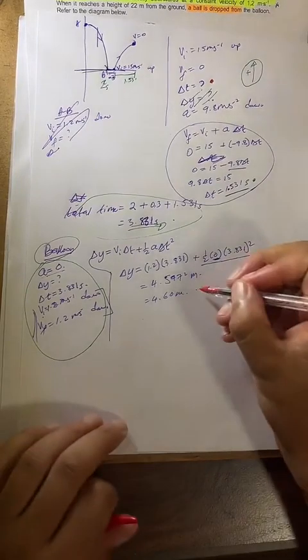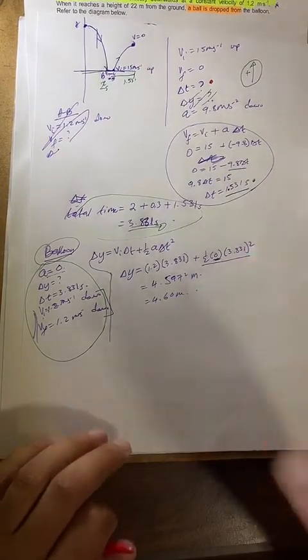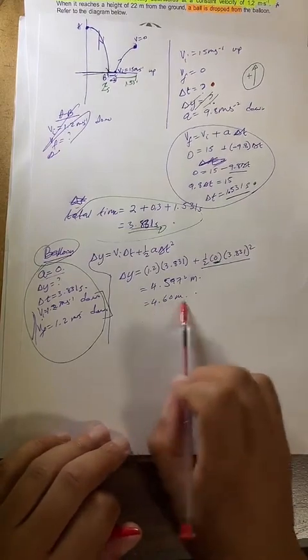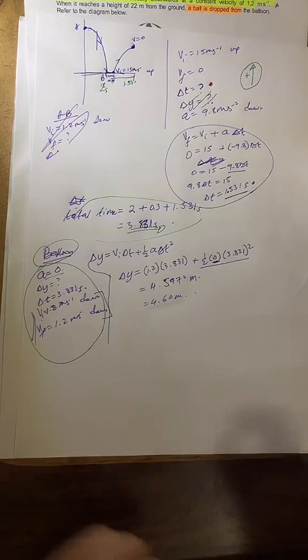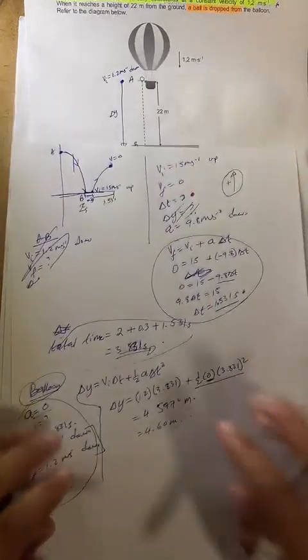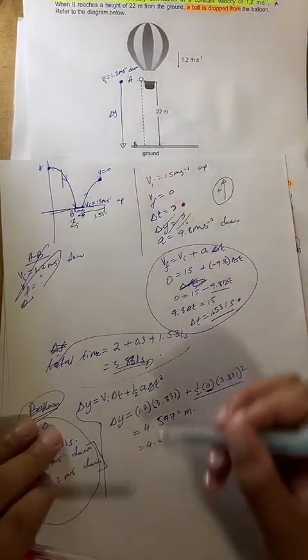This is not the answer that they're looking for. They're looking for the height above the ground. This is the distance traveled by the hot air balloon. So we still need to work out and calculate the height above the ground. So above the ground, it will be 22 meters, subtract this part.